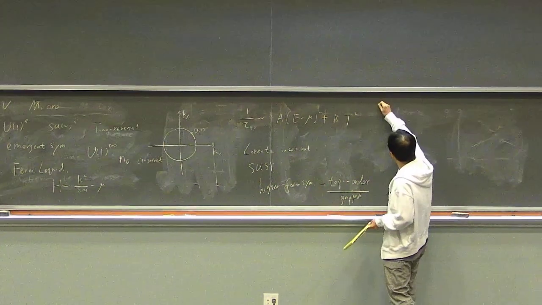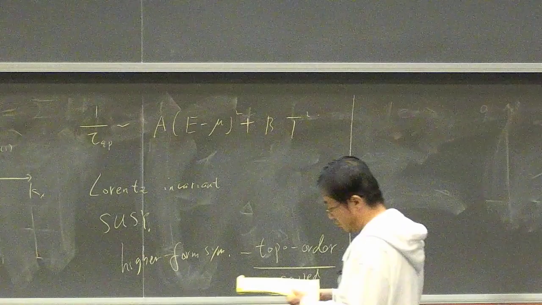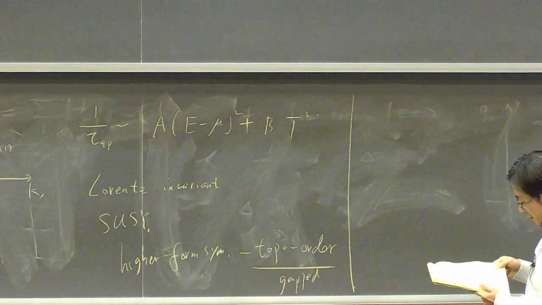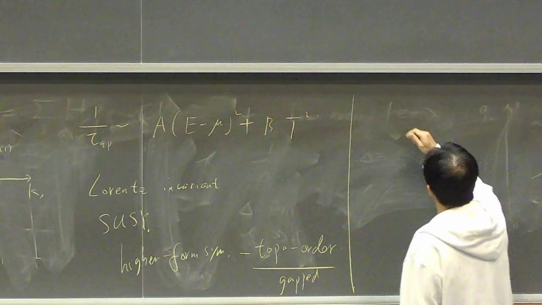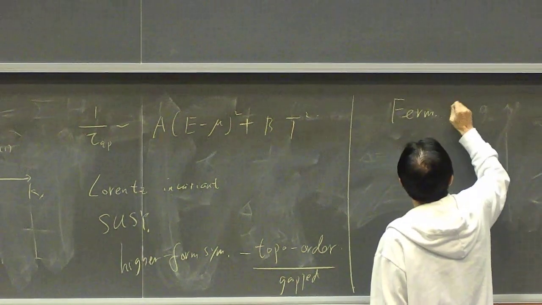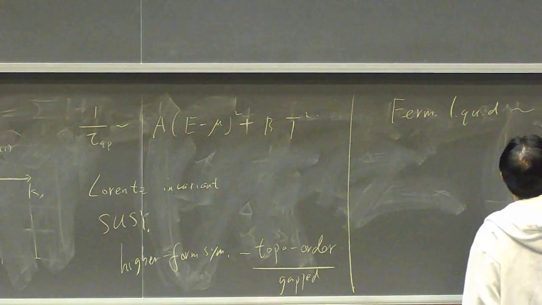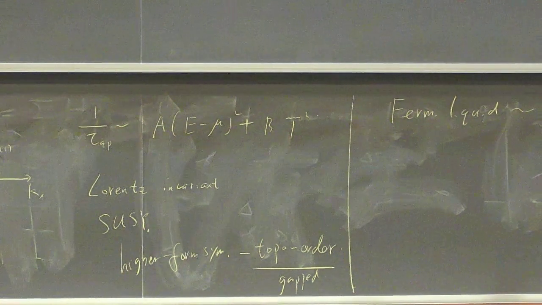Let me spend a bit more time on Fermi liquid, and the physical phenomena related to it. So a Fermi liquid is a metal. And it's also a very conventional metal.